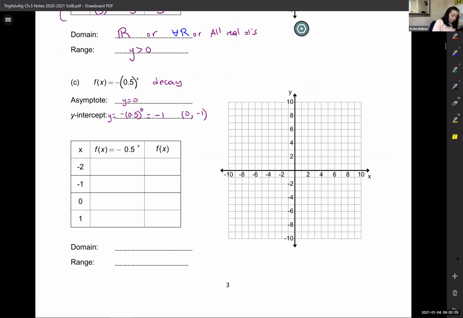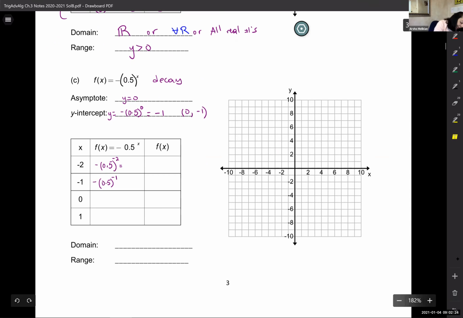Here we go. Negative 0.5, I'm sorry, to the -2 and to the -1. Now look at what I do with these. I don't like dealing with decimals. So here's what I do. Negative, what's another word for 0.5? 1/2 to the -2, right? Well, that is -2 to the 2.